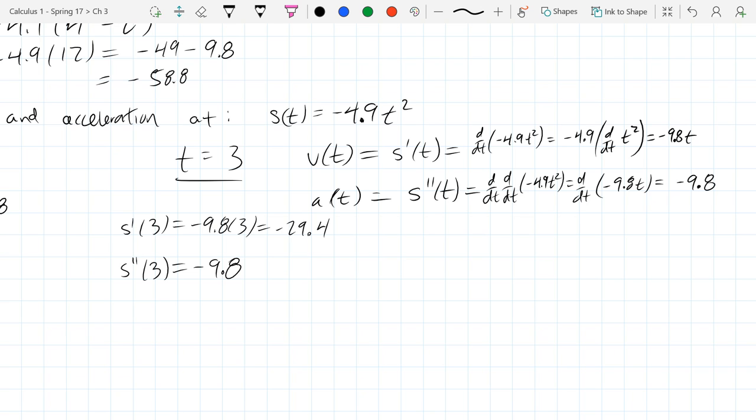So it's 4.9 doubled, or times 2, yeah. And the reason we have the negative is that you could do this with positive, but the negative signifies that it's going in a downwards direction. You could count all that as positive if you wanted to, and just write somewhere, whatever, 58.8 feet downwards instead of negative 58.8 feet.